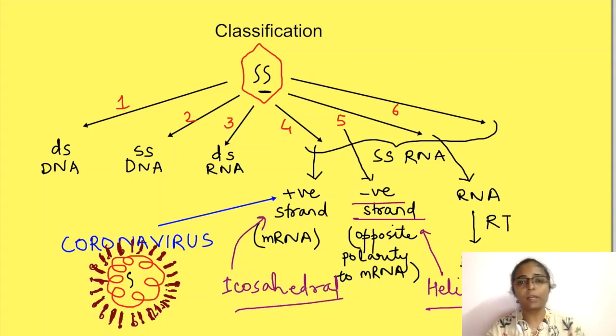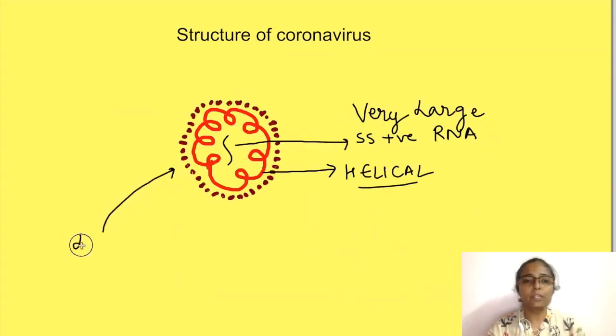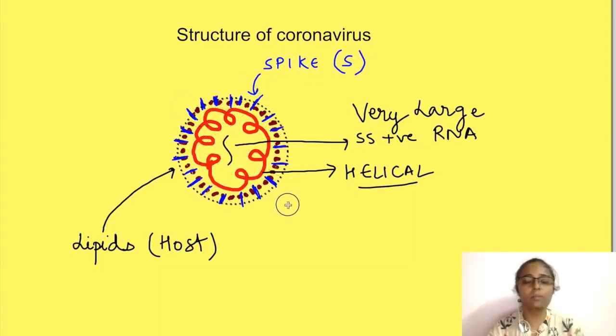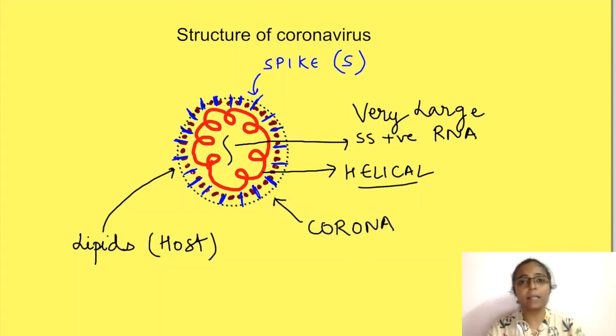Now, let's come to the lipoprotein envelope. The lipoprotein envelope has lipids derived from the host cell membrane, and the proteins in this envelope are synthesized from the viral genome. One of these proteins, known as spike protein, has an extracellular portion, and thus it projects from the membrane and forms a rim around the membrane. When looked at under an electron microscope, this rim formed by the spike protein appears like the corona of the sun, and that's why this virus is named coronavirus.